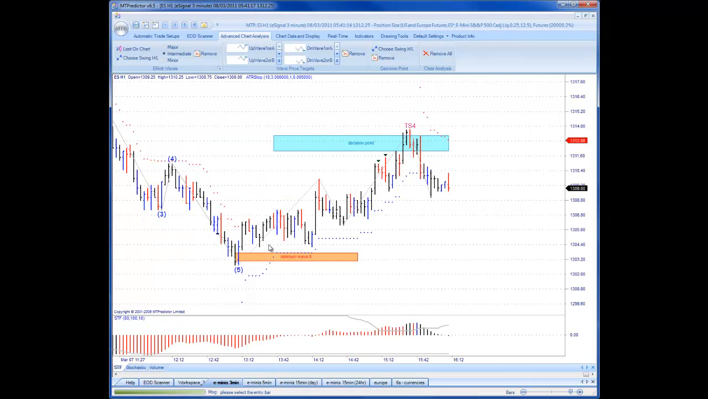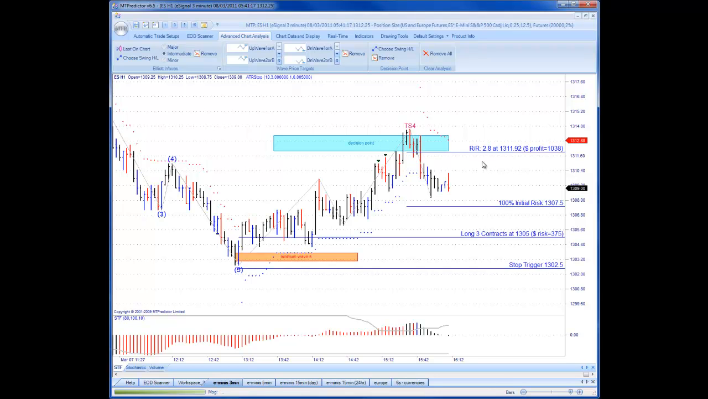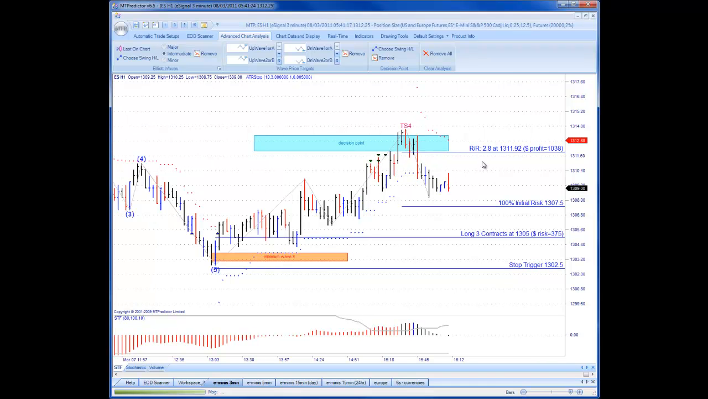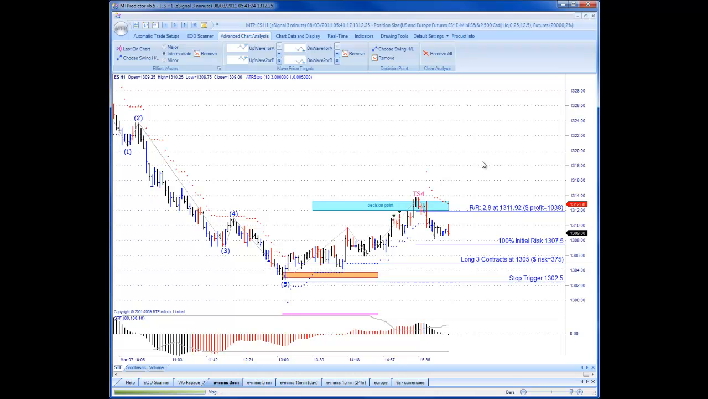If I put a potential trade on here, coming right up to that high there, there was a potential plus 2.8R trade a bit later in the day there as well. So add that to some of the positions earlier and you can see that it was a very, very good day for the MTPredictor customers.